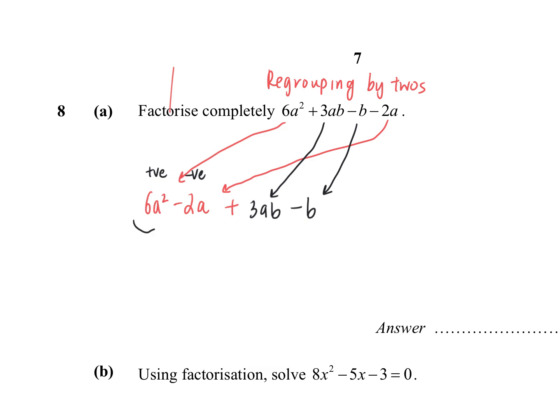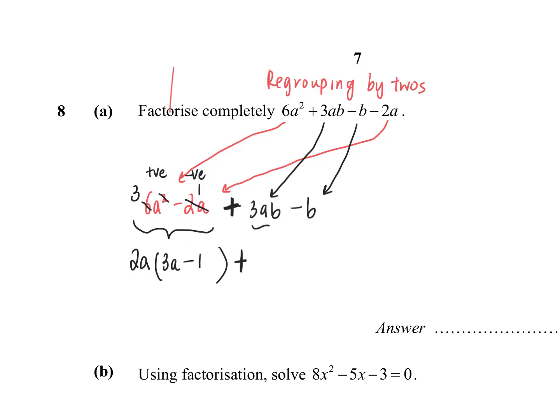Okay, so this one, what is common between them? 2a. So I take out 2a, left with 1. I take out 2, left 3. Take out means divide. So left 3a here. This one I divide by 2a, left 1. So it's a minus 1 here. Okay, then I follow.